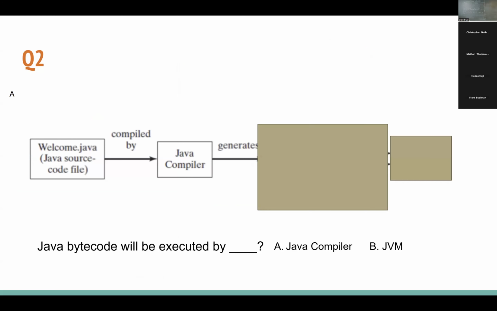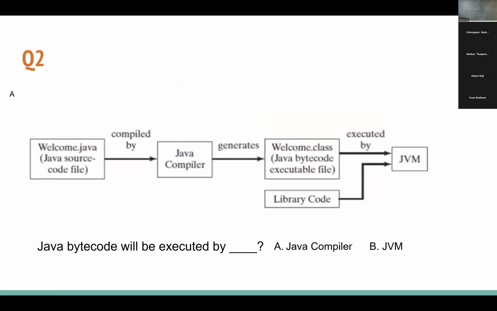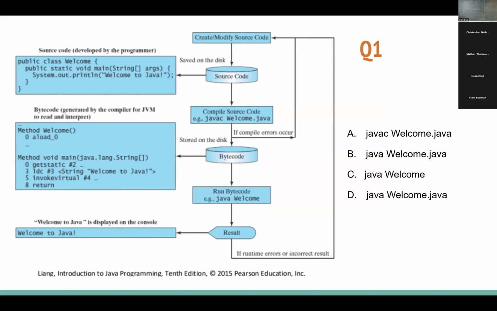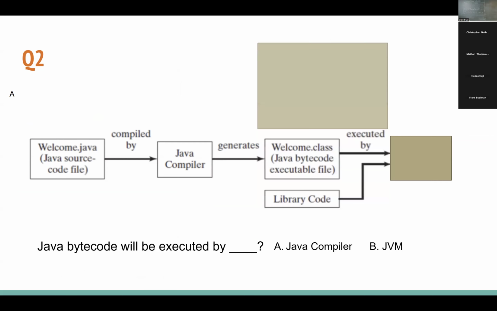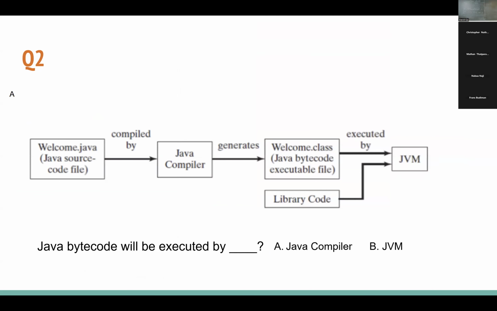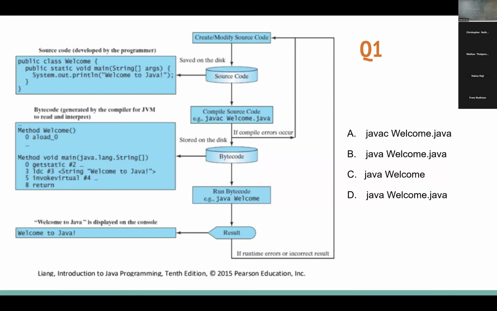Same idea. So the Java bytecode will be executed by which: the Java compiler or the JVM? The JVM. The bytecode will be executed by the JVM.